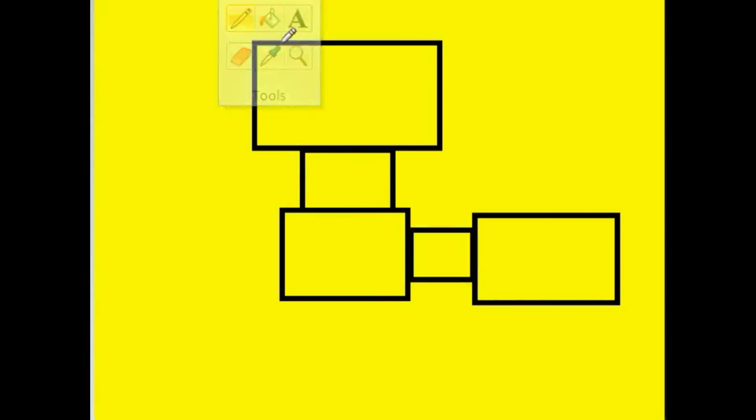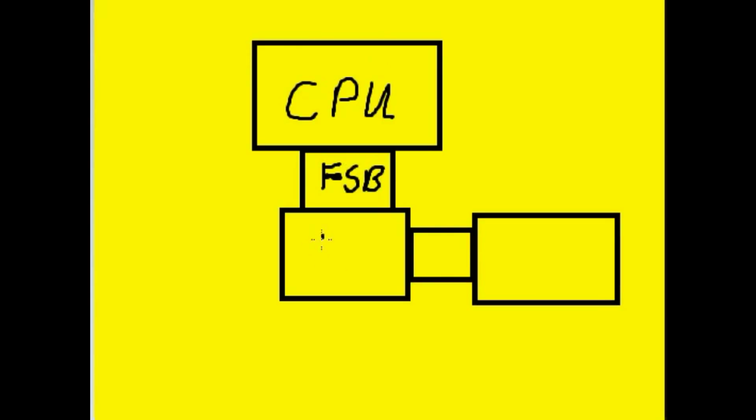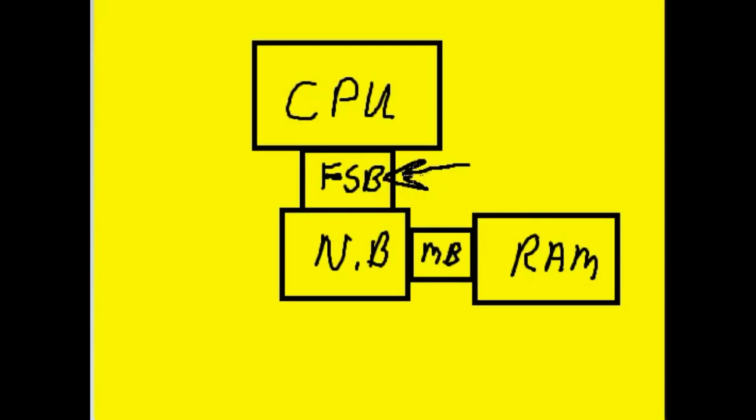Let's label these guys now. Here is the CPU. Here's the Frontside Bus. Here's the North Bridge. Here's the Memory Bus. And here's your RAM. So my big question is, how fast is this guy? How fast is the Frontside Bus? I'd like to know that.